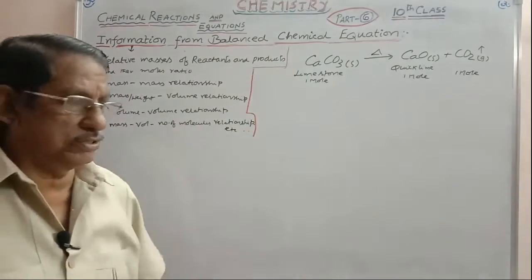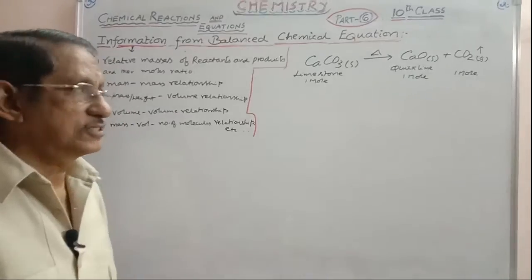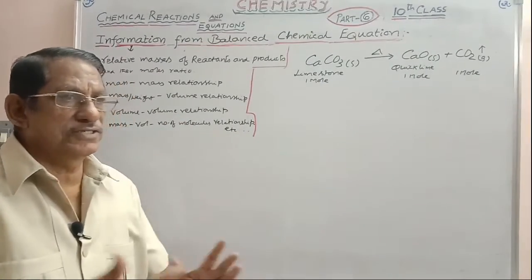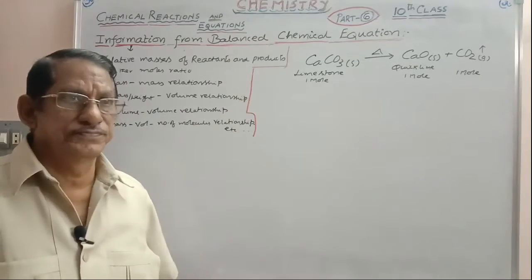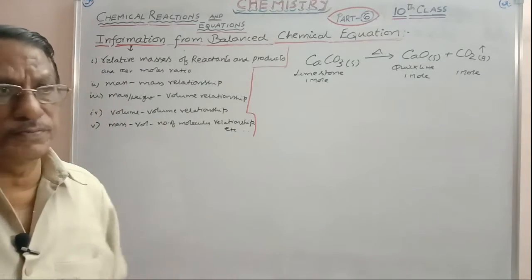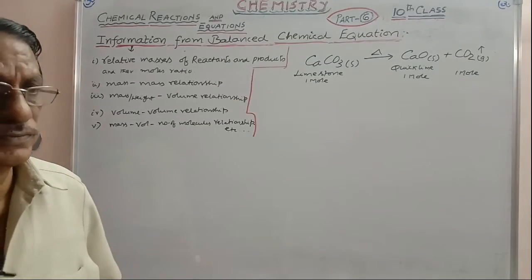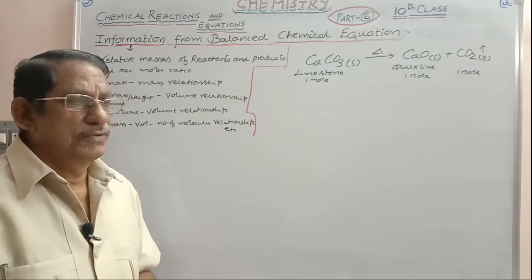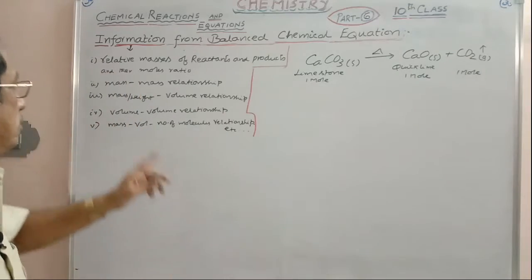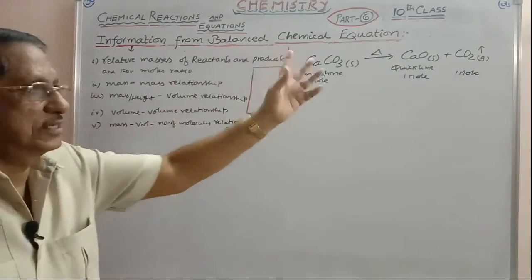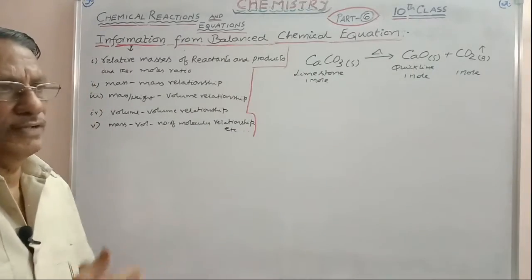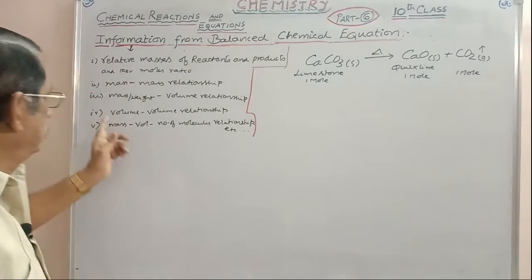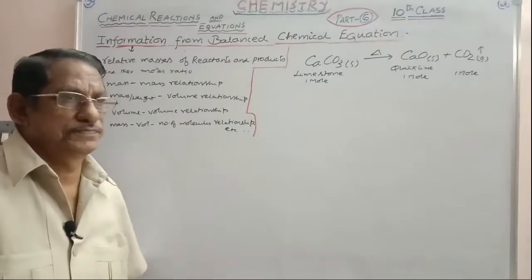We can see this in an example now. Apart from that, you can get the weight, that is mass, relationship from the equation. If a gas is obtained as a product, the gas is expressed in volume, and if the reactant is a solid, the solid is expressed in weight. So you can get the weight-volume relationship also. When the reactant is a gas and the product is also a gas, then you can obtain the volume relationship from that equation.